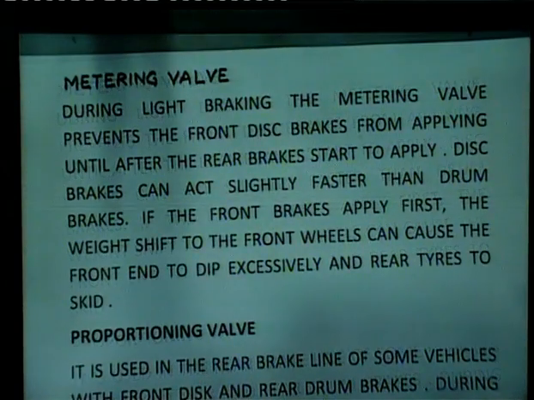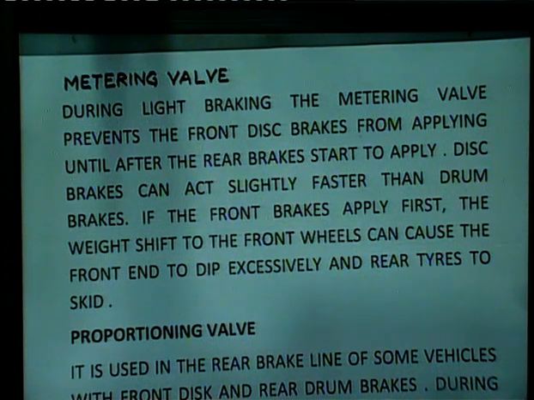Next is the metering valve. During light braking, the metering valve prevents the front disc brakes from applying until after the rear brakes start to apply. Disc brakes can act slightly faster than drum brakes. So, if the front brakes apply first, the weight shift to the front wheels can cause the front end to dip excessively and rear tires to skip. So, that means the rear drum brakes have to be applied first, then the front disc brakes.